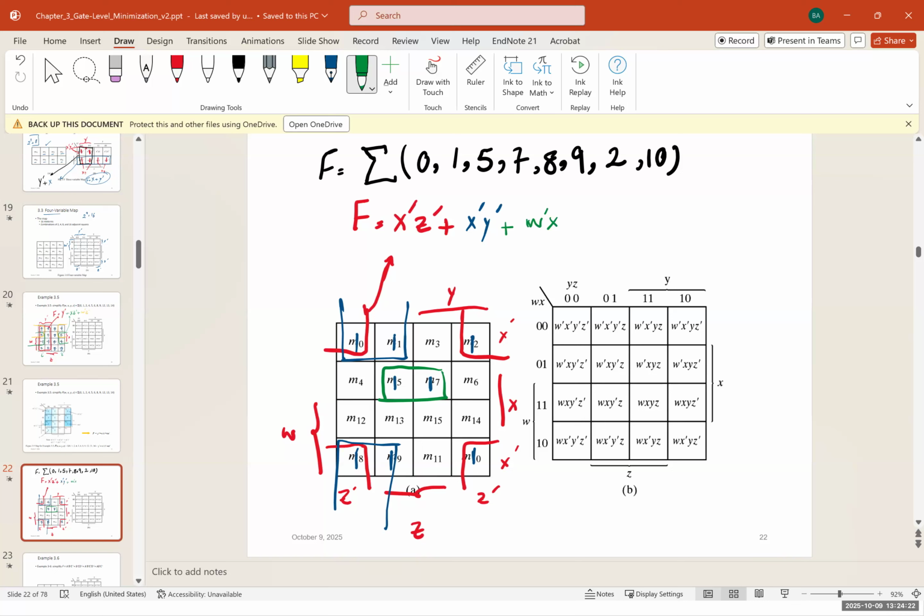I want to write it in the same order that we have them in terms. So it's going to be W prime X. So F is going to be X prime Z prime plus X prime Y prime plus W prime X, again, because this row is in W prime and it's in X. So it's going to be W prime X.